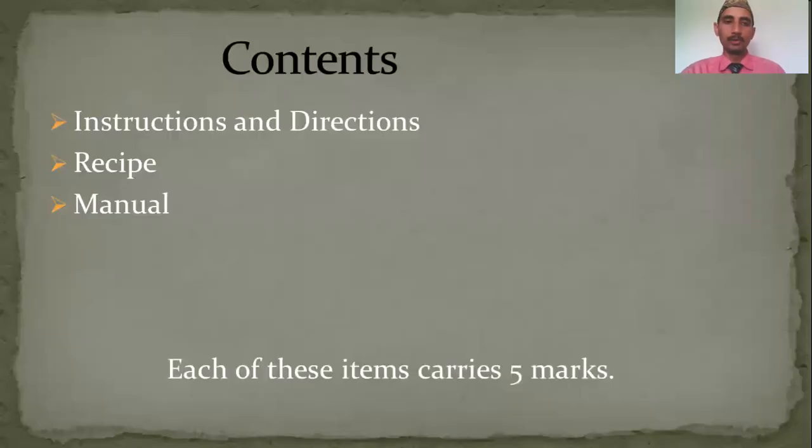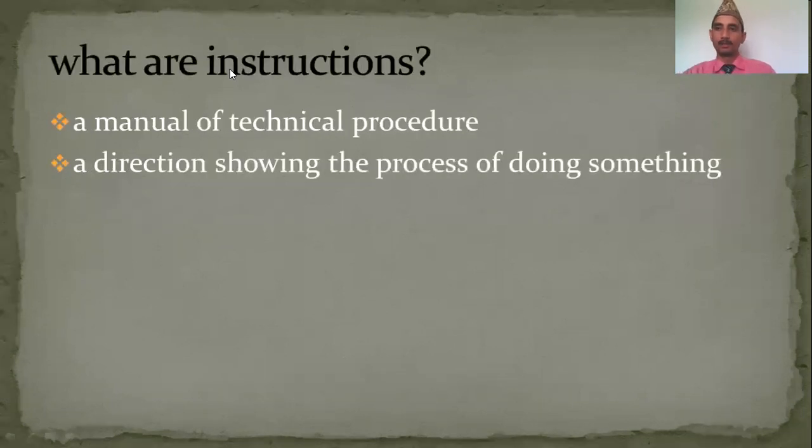So our first learning item is instructions and directions, which carries 5 marks and aims to develop your writing. So can you guess what we mean by instructions? Okay, it means a set of orders or commands to show the procedure of doing something. So basically, instruction involves the process of doing something.